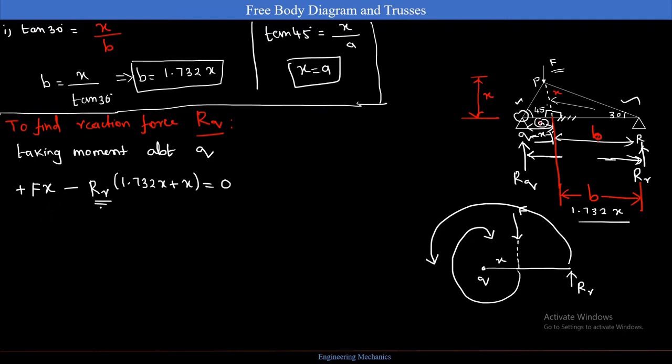How can I find, first thing, with this I can find my RR, which is equal to RR into 2.732x. So I can cancel this x and this x. Okay, this is simple. Okay, so F, sorry, this is my x.